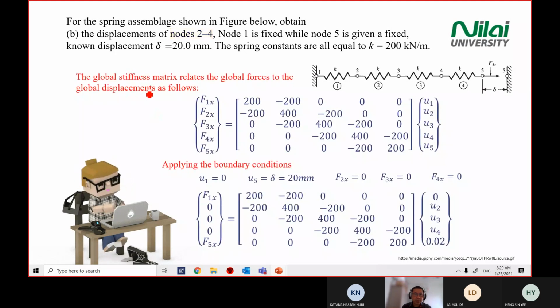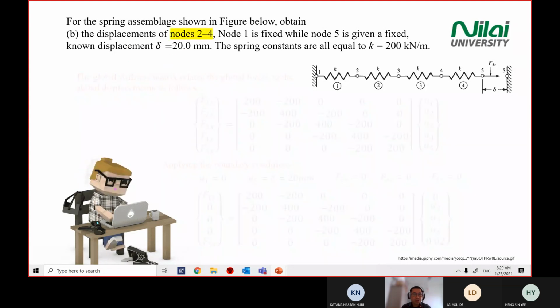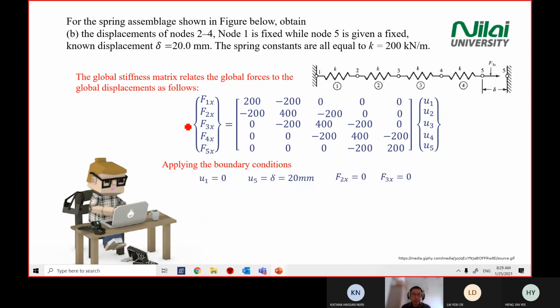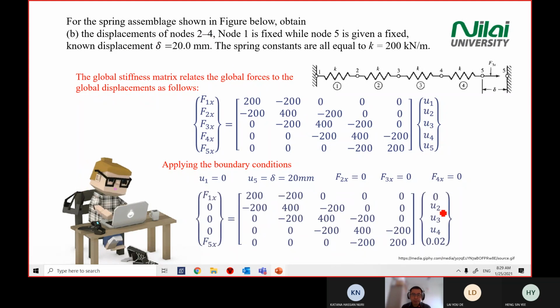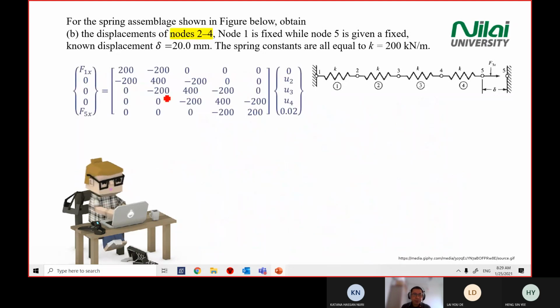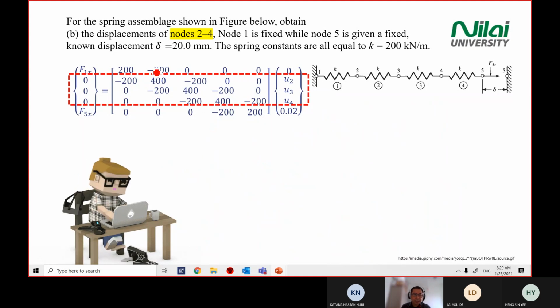We have already solved for A. Now B will try to solve for displacement U2, U3, U4. Okay, we copy the equation we developed just now. Now we focus on the center. We have 3 equations, and we have 3 unknowns, so we can solve.